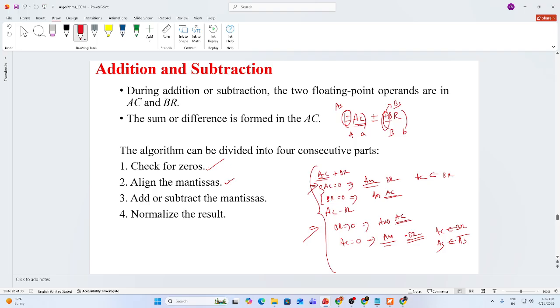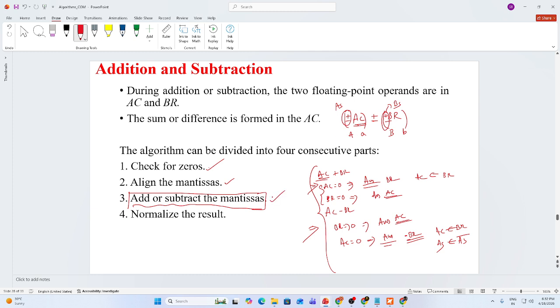Once I align the mantissas and make the exponents equal, I can add or subtract the mantissas. So how to add or subtract the mantissas? You already know, similar to fixed point addition and subtraction, there are 8 cases. I already explained that exclusively, and I will tell it again in this context.